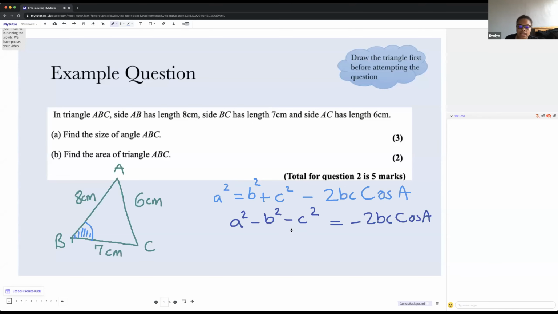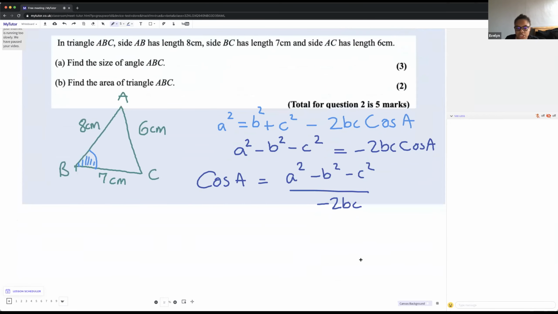And then you can divide both sides by minus 2BC to get cos A by itself. So cos A will be by itself on one side. On the other side, you're going to divide by minus 2BC. So you've got A squared minus B squared minus C squared divided by minus 2BC. And how you probably see it in your textbooks, it will look like this: cos A equals B squared plus C squared minus A squared over 2BC.